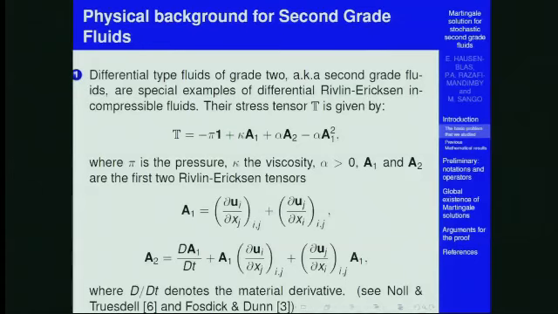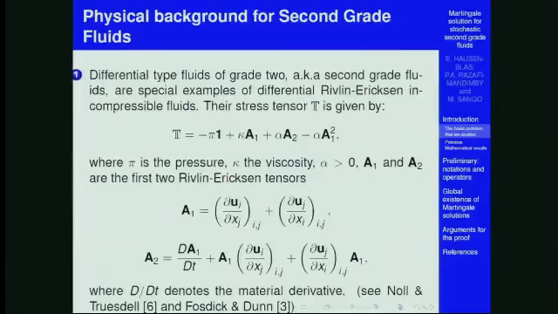I will talk about the martingale solution to the non-Newtonian fluids, which is also known as the second grade fluids. It is basically an incompressible fluid, and its stress tensor is given by this polynomial of degree 2 as a function of the first and the second Rivlin-Ericksen tensor. We can find more information about the second grade fluid in this book, and this one is a paper about the physics of the second grade fluids.